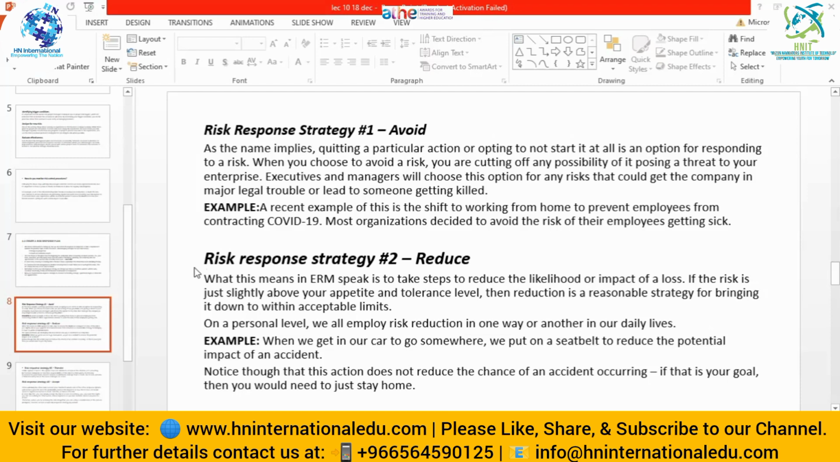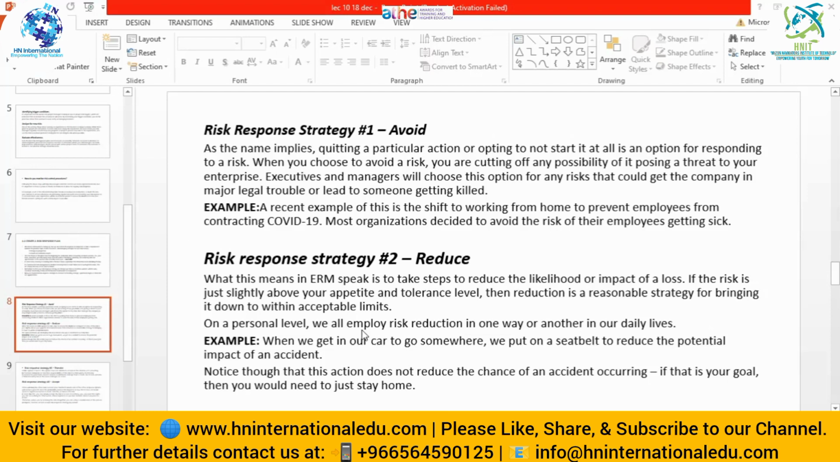Next one is risk response strategy number two, that is to reduce the risk. Now, what are the conditions where we have to reduce the risk instead of eliminating that risk? What this means in ERM speak is to take steps to reduce the likelihood or impact of loss. Now, I want to ask Abdullah, what is ERM? Like environment thing, I don't know. No, it is enterprise risk management. To talk about your enterprise means your company's risk management team. Enterprise means your company.